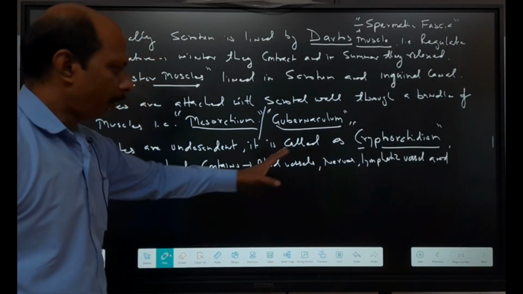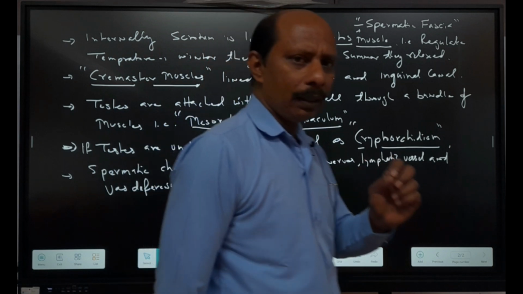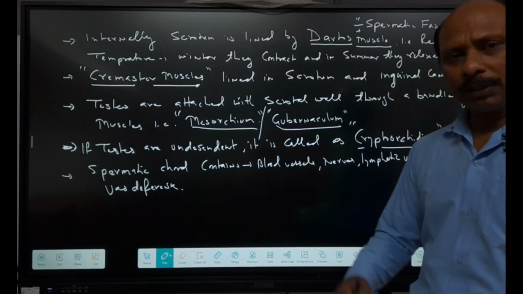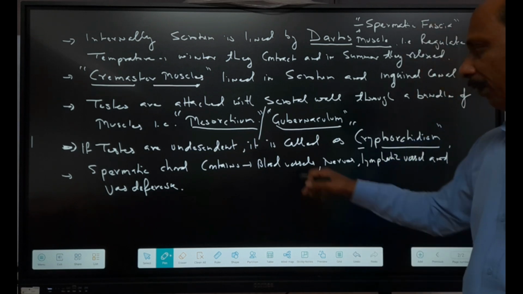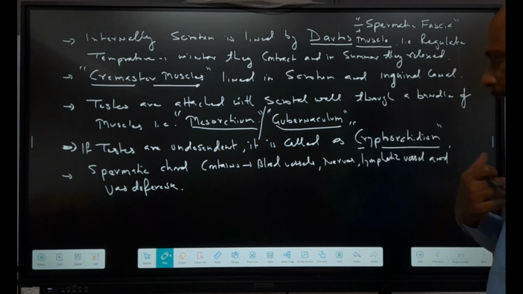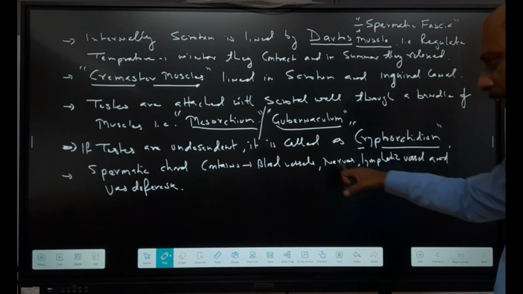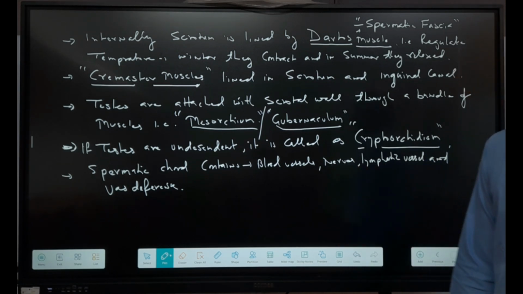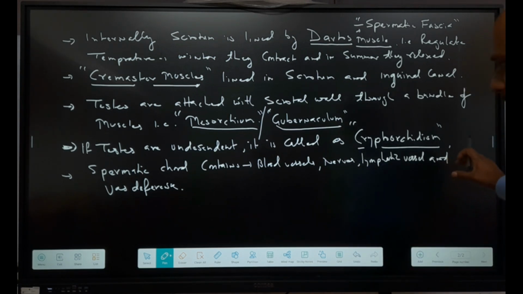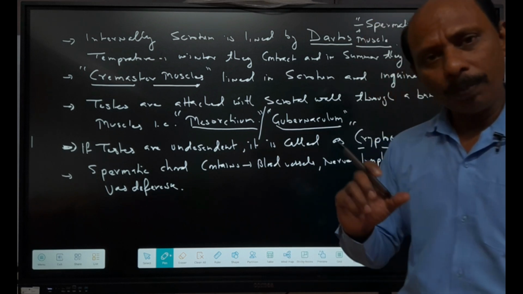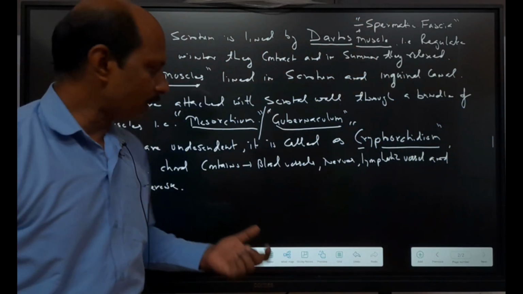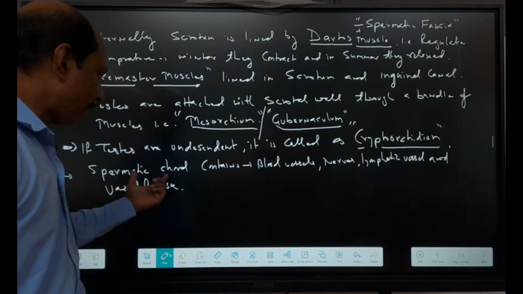Here you understand, blood vessels means blood artery. What is the direction of this blood artery? Blood artery means from abdominal cavity to testis. Blood veins means from testis to abdominal cavity. Here nerves are from abdominal cavity to testis. Two types of nerves are there, afferent and efferent, right? Lymphatic vessels are also from abdominal cavity to testis. Vas deferens means from testis to abdominal cavity. The vas deferens comes through this spermatic cord.